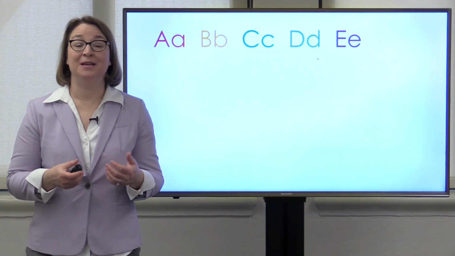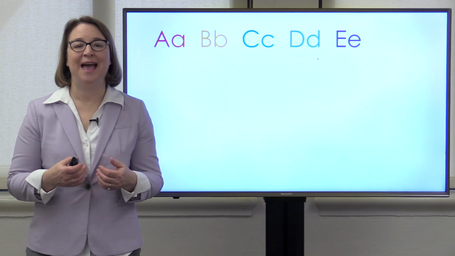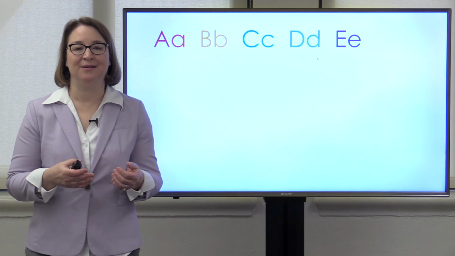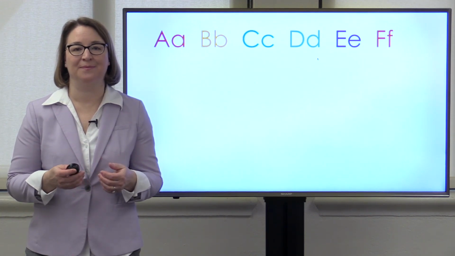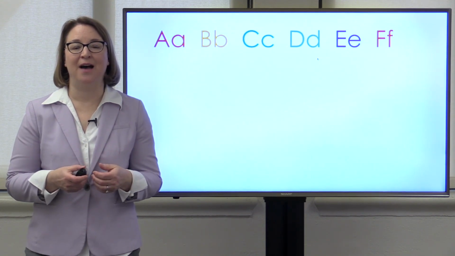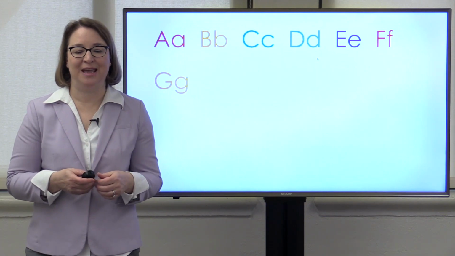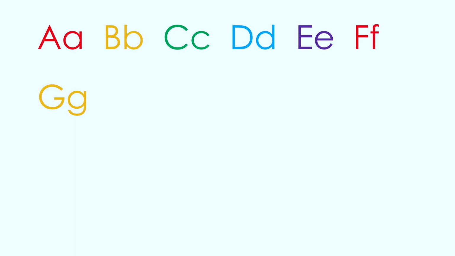Okay. For E, again, we're going to teach two sounds, the short E sound and the long E sound. For F, we'll teach F. For G, we'll teach G. And again, you want to clip that vowel sound as much as you can. Can't do it entirely, but as much as you can.